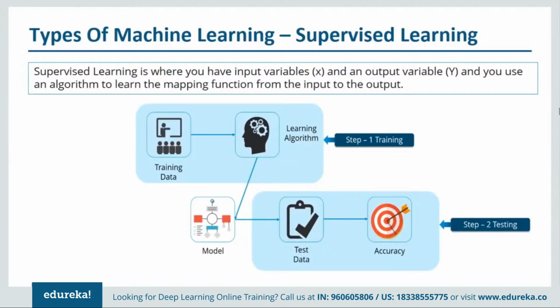So the first type is called supervised learning. Now in supervised learning, you have input variables X and an output variable Y. And you can use an algorithm to learn the mapping function from the input to the output. Now let me simplify it for you. In supervised learning, the data that you have already contains the classification.